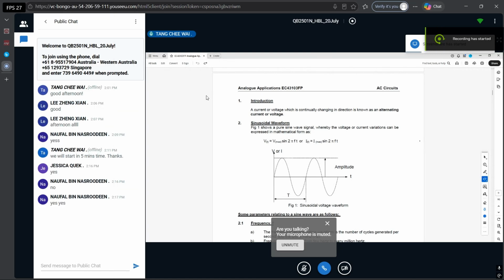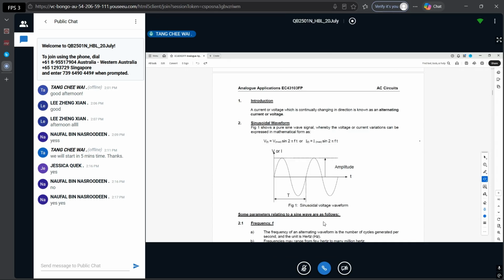Okay, good afternoon to all of you. There's a little bit of technical hiccup here. Finally, the button for sharing the screen appeared. Okay, just to confirm, can you all see the screen with the notes and hear me as well?